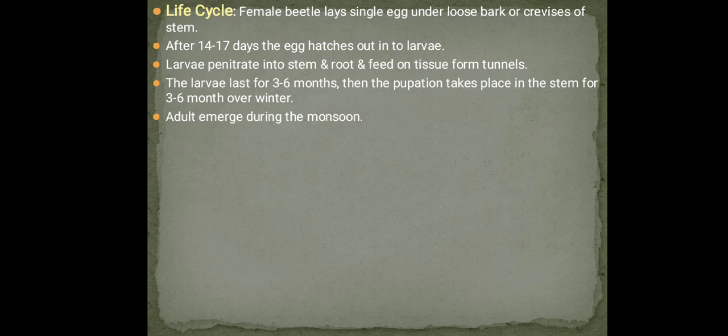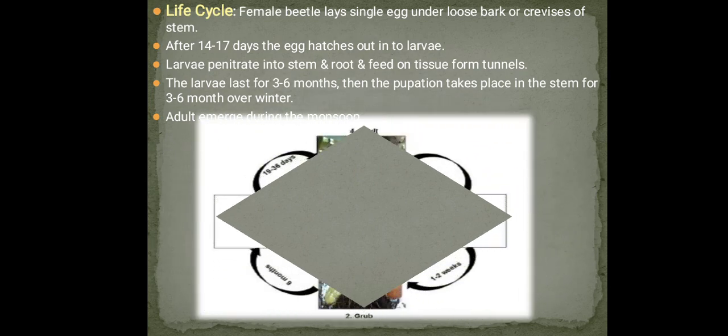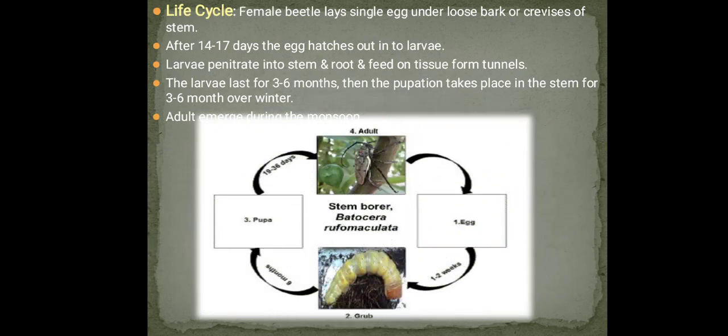Then larvae penetrate into the stem root and feed on the tissue from the tunnels. The larvae last for 3 to 6 months. Then the pupation takes place in the stem for 3 to 6 months over the winter and the adult emerges during the monsoon season. Here we will see the actual diagram of this life cycle.